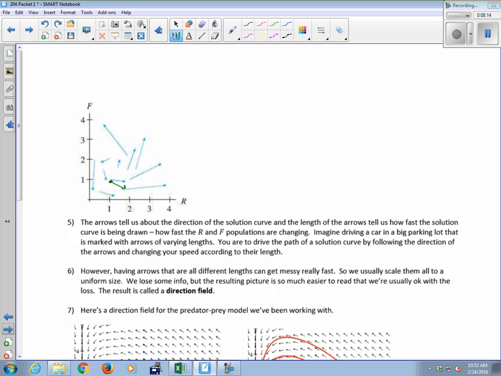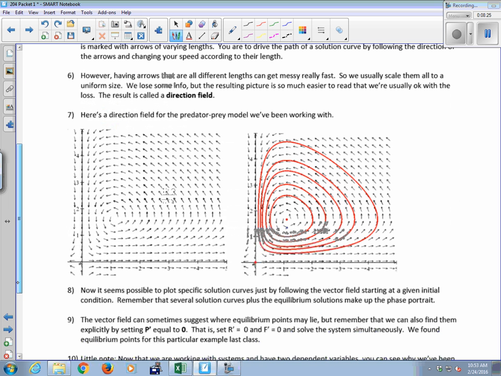But having arrows that are all different lengths can get really messy really fast, right? Because they start crossing over each other, and it's hard to see what's happening. So typically, we just scale them all to a uniform size. We do lose some information about time, about speed, but usually the resulting graph is so much easier to read that we're okay with the loss of information. And the result is called a direction field as opposed to a vector field because it only tells us about direction and not about speed.